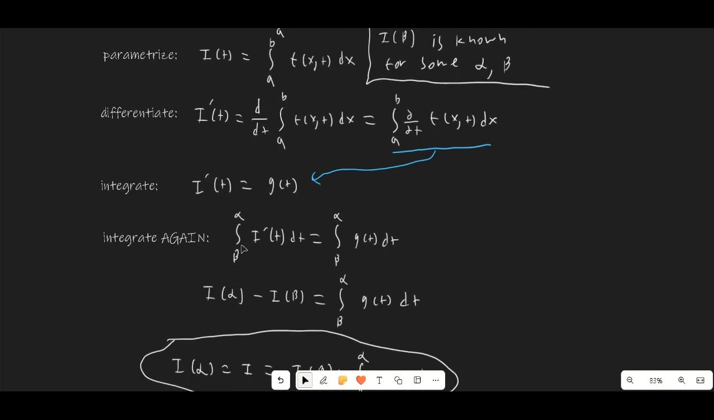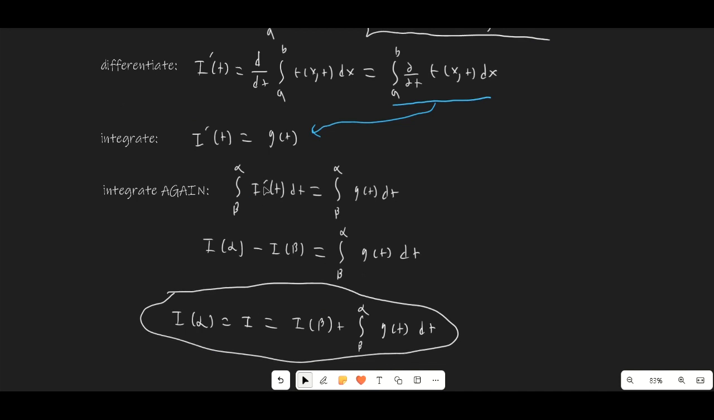Then we're going to integrate I prime of t from beta to alpha, and this time we're integrating with respect to t since x is no longer there. And we're also going to do that with g of t. Now, hopefully g of t is a very simple function that we're able to integrate from beta to alpha just using normal integration. And then when we integrate I prime of t from beta to alpha, we're going to get I of alpha, which remember was our original integral I, minus I of beta. And we remember I of beta is a known value. So this means that I of alpha is equal to our original integral I is equal to I of beta plus the integral from beta to alpha of g of t dt.